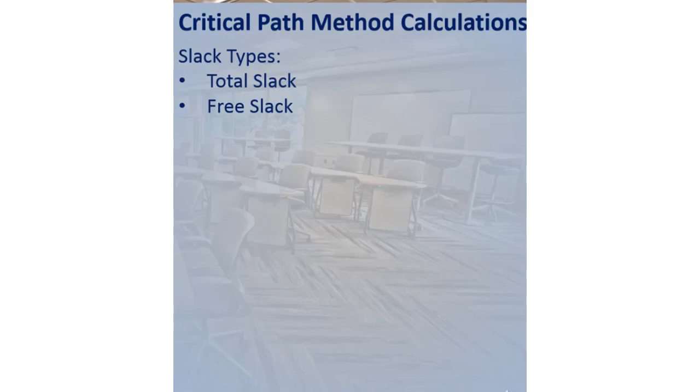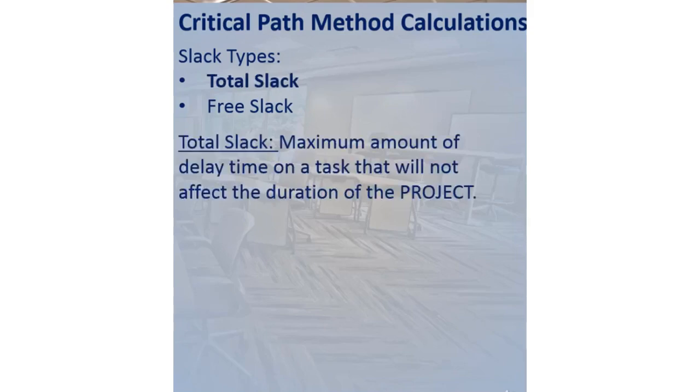Total slack is the maximum amount of delay time on a task that will not affect the duration of the project. So, if you delay a task with an amount equal to total slack time, the due date of this project will remain the same. Total slack value of all the tasks on the critical path are all 0.